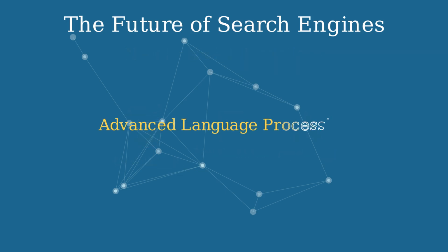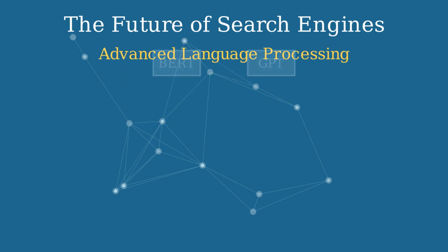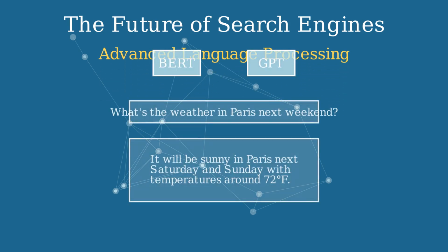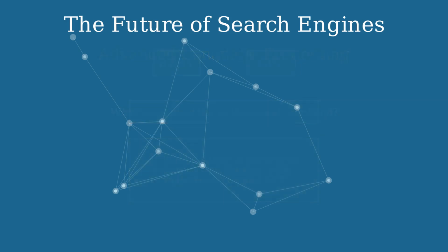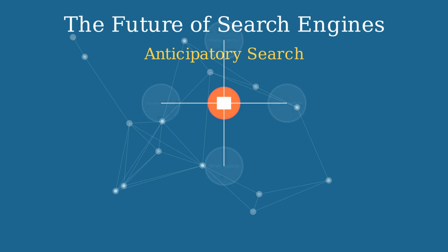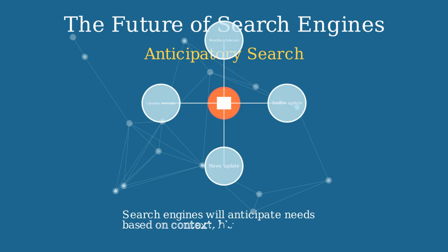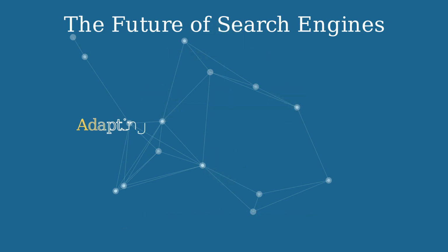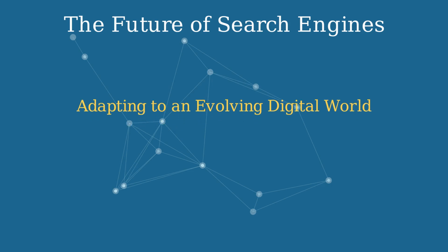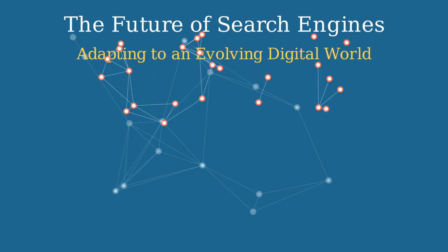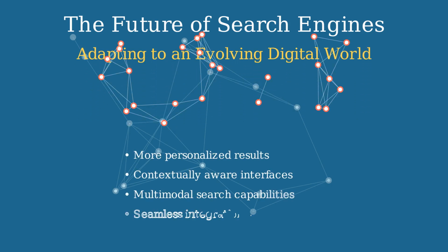Technologies like BERT and GPT are dramatically improving natural language understanding, making search more conversational and intuitive. Future search engines may anticipate our needs before we even search, providing information based on our context, habits, and preferences. As the internet grows more complex, search engines will continue to adapt, helping users navigate an ever-expanding digital world with more personalized, contextual, and intuitive tools.